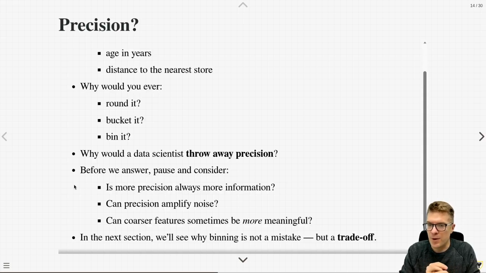So what does it matter if it's on dollars or on 0 to 1? Can extra precision amplify noise? If one variable is on the order of thousands of dollars and another dimension is on years of age, can that disparity cause problems for the model? Is it ever the case that coarser features might actually be more meaningful to us? When might that be the case? We will answer that over the course of several modules, but I want you to think about it a little bit to get your own intuition at this moment. So this binning is not a mistake, but it is a trade-off, and we'll talk about it in the next section.